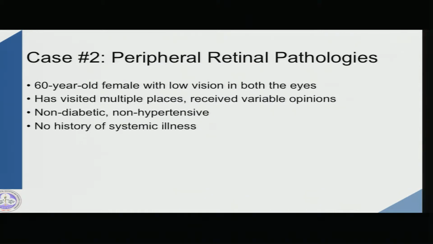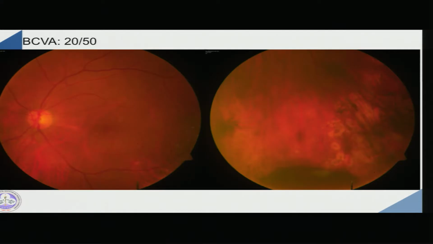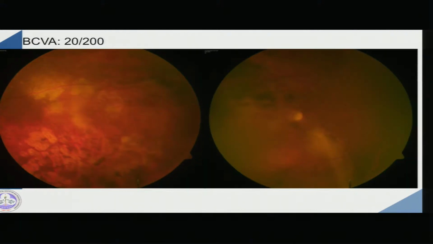You can also very carefully look at the peripheral retinal pathologies. For example, we have a 60-year-old female who had low vision in both her eyes, and she has a history of visiting multiple places, and she has received variable opinions, has undergone therapy including laser photocoagulation, and she has no systemic illness. She's non-diabetic and non-hypertensive. If you look at the left eye, you have some pigmentary changes in the macula. She's seeing 20/50, and you have peripheral hemorrhages, as you can see in the right side inferiorly, and she has some laser marks. Again, there is some element of fibrosis, and the right eye visual acuity is further down to 20/200.